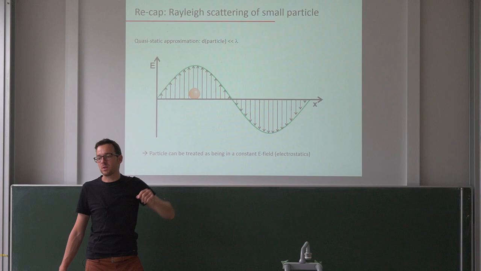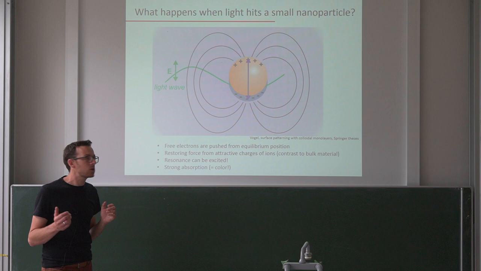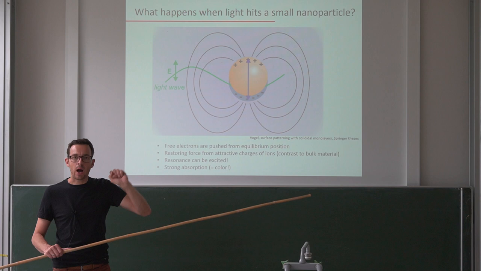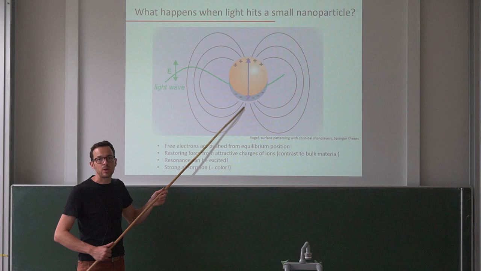If we have an electric field acting on a particle, we already discussed that the electrons will be displaced by the electric field, and that means that we have a separation between parts of the nanoparticle that are more positively charged, where the positively charged ions of the lattice reside, and all the electrons that are being pushed to the other side, so you get a dipole.